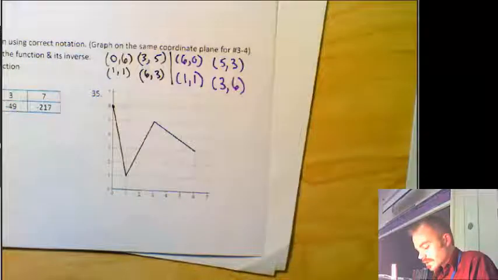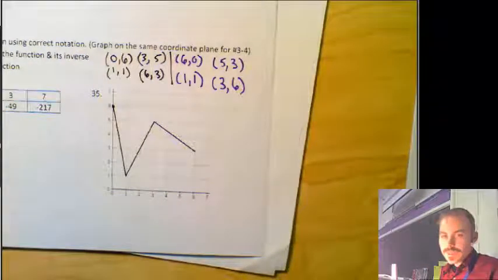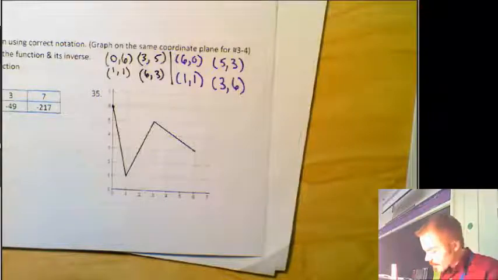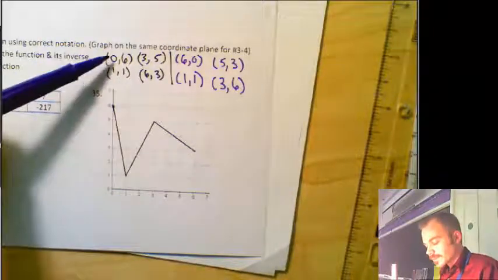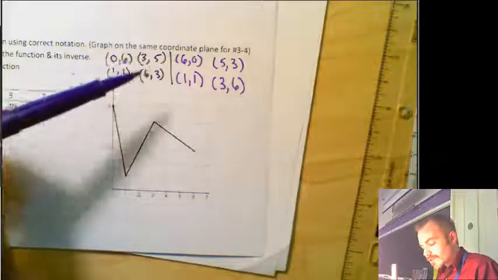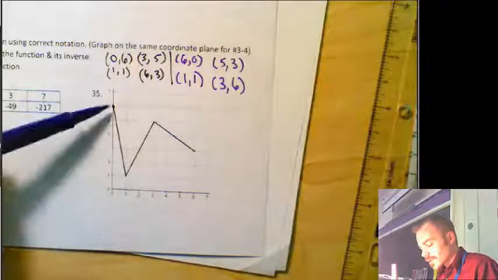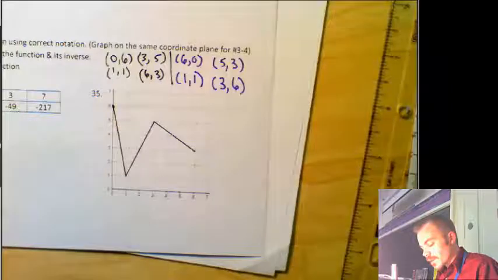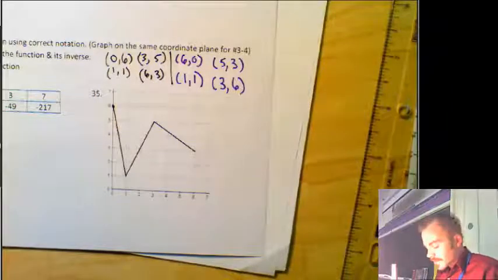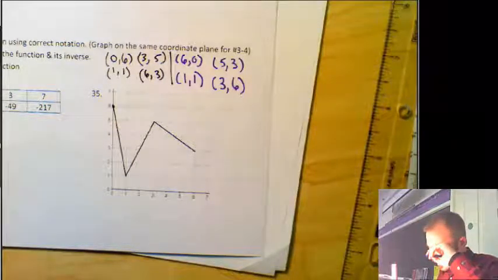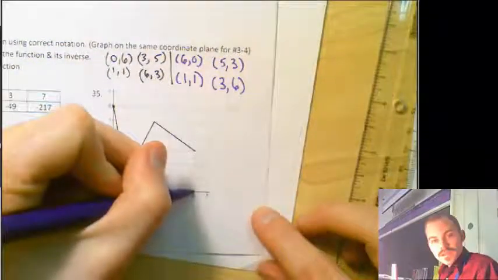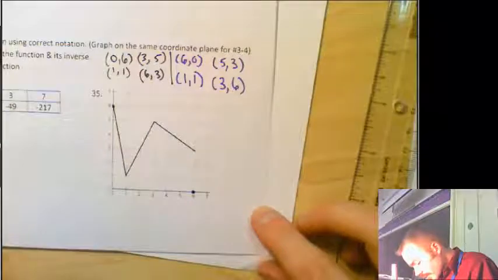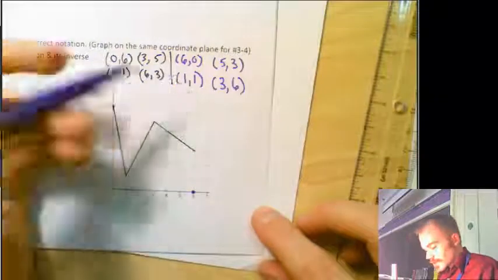When I'm going to graph the inverse function, it's important to keep the order that I went, so (0, 6), (1, 1), (3, 5), (6, 3). It's going to be important to keep that order the same when I connect the lines of my inverse function. So the first point is (6, 0). (6, 0) is a point right here. Then we're going to graph the next point, which is (1, 1).